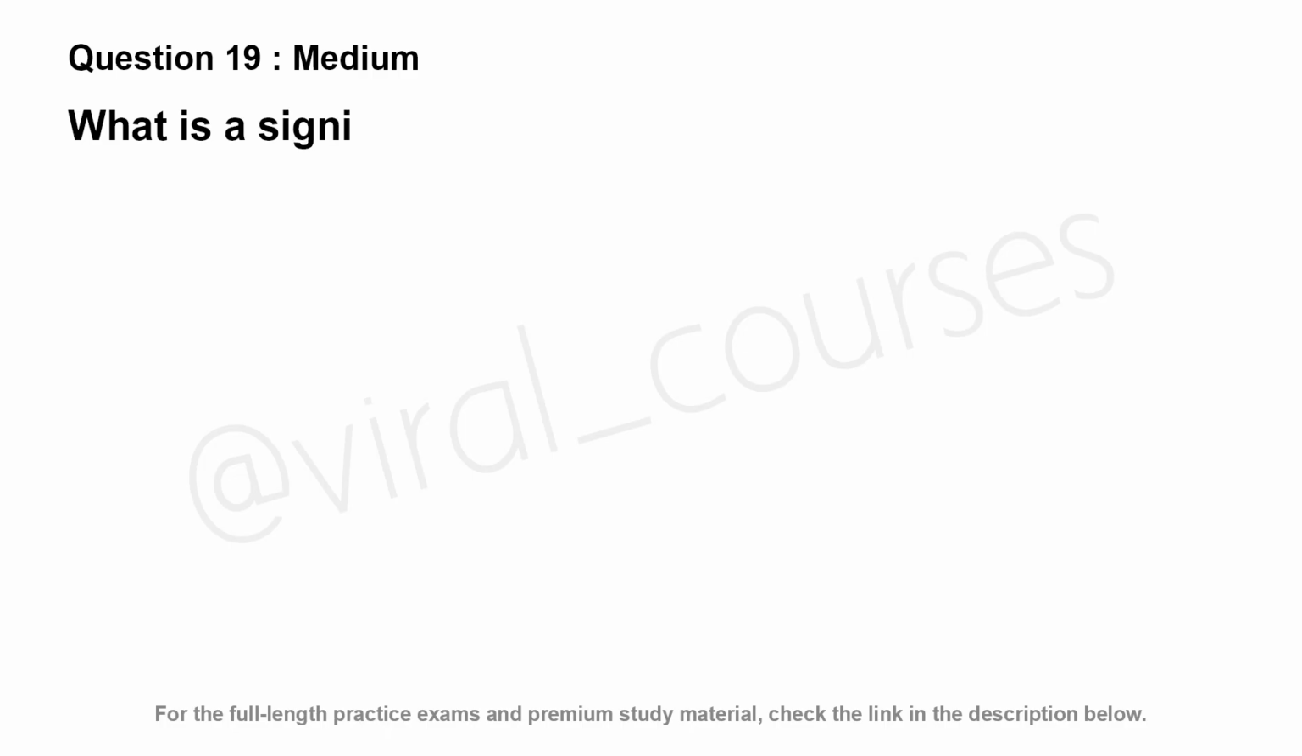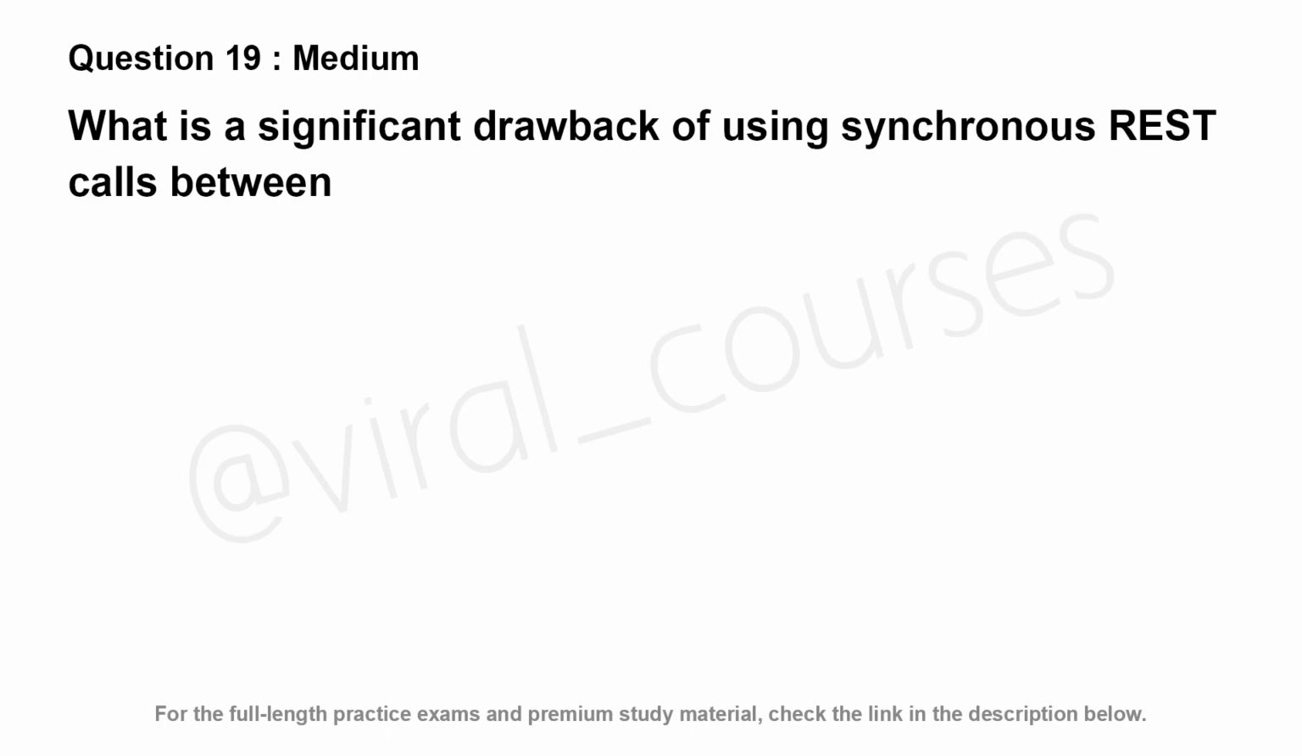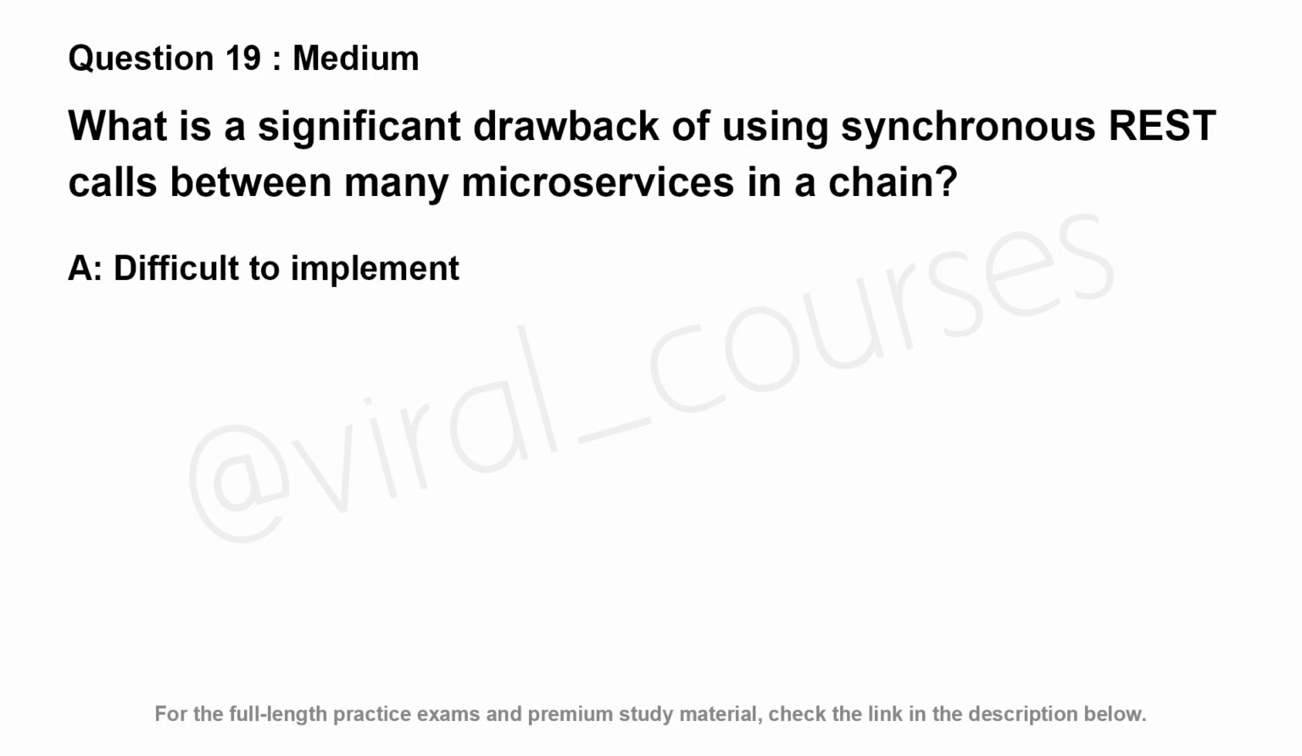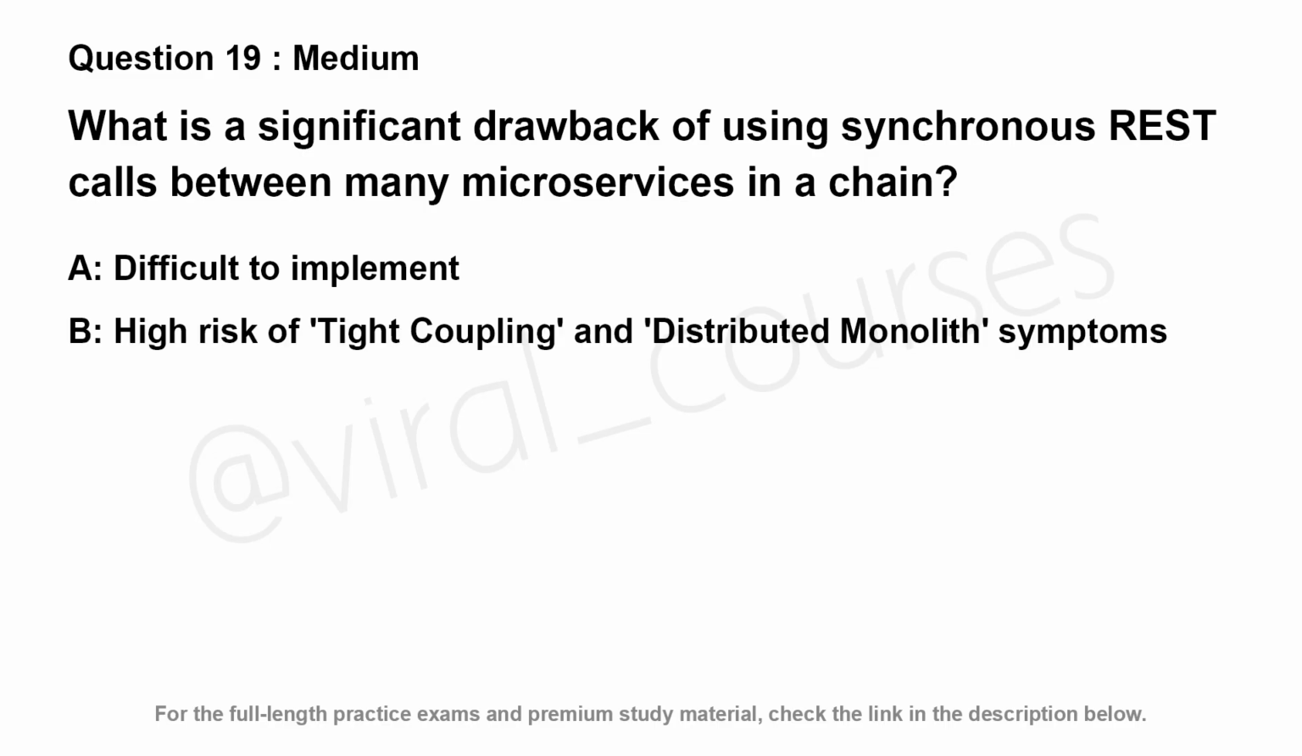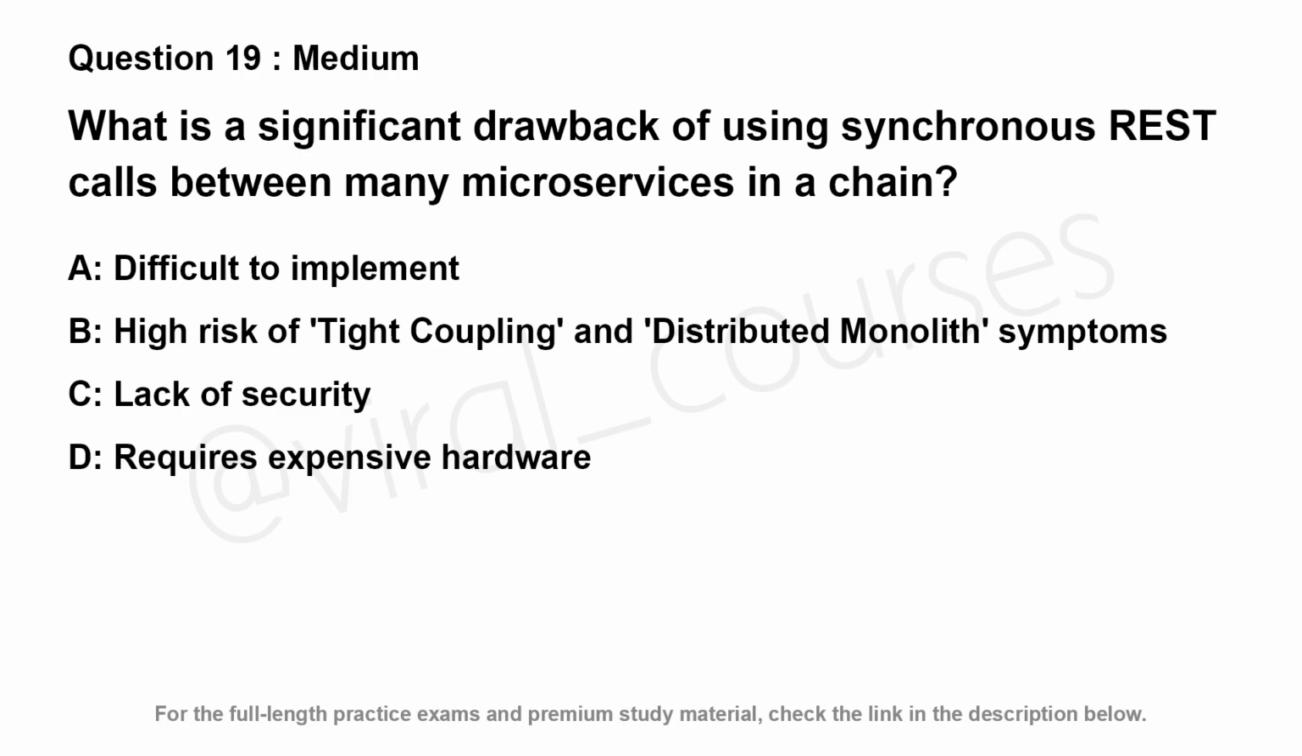What is a significant drawback of using synchronous REST calls between many microservices in a chain? Option A, difficult to implement. Option B, high risk of tight coupling and distributed monolith symptoms. Option C, lack of security. Option D, requires expensive hardware.